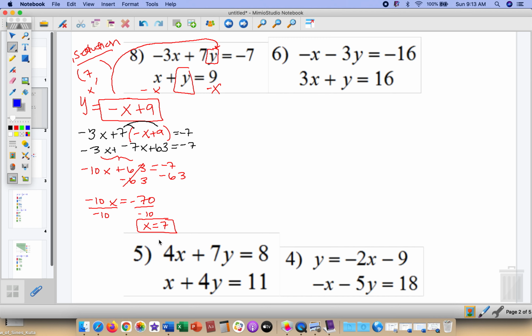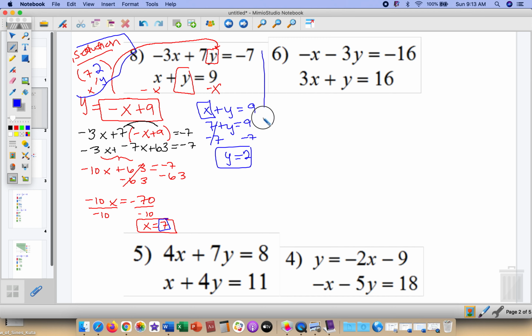Now we're going to plug 7 into either equation. I'll plug it into the x plus y equation. So we can substitute the number 7 in the x spot. So we'll have 7 plus y equals 9. We'll subtract 7 from both sides, and we get y equals 2. So the y coordinate of this ordered pair is 2. So this one solution, the lines cross at 7, 2.